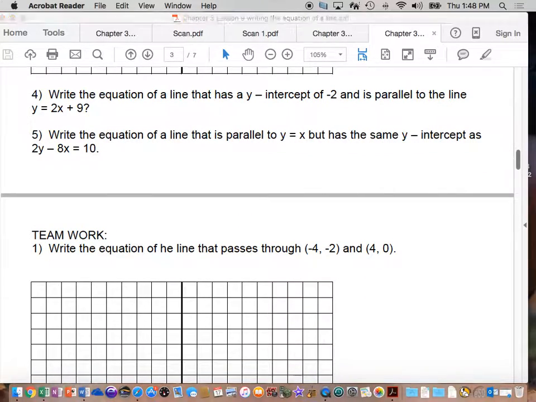What is the equation of a line that has a y-intercept of -2, but is parallel to y equals 2x plus 9? What would the answer to that one be? What do we know about parallel lines and their slopes, guys? Same slope. Same slope, they're equal, very good.